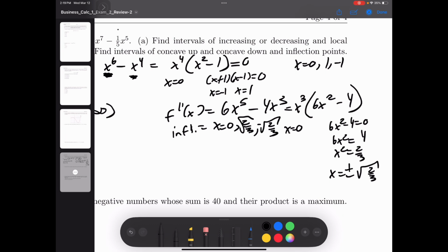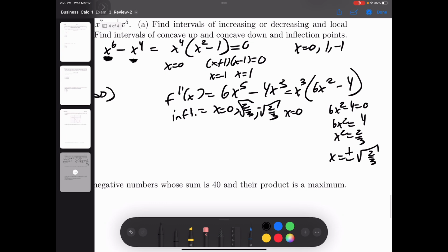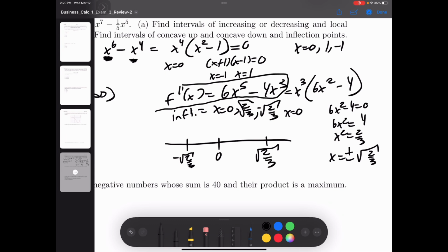And now we need to find our intervals of concavity. So we're going to do another one of these charts. And we're going to look at x equals 0, x equals negative root 2/3, x equals root 2/3. And we're looking at this function f double prime of x.